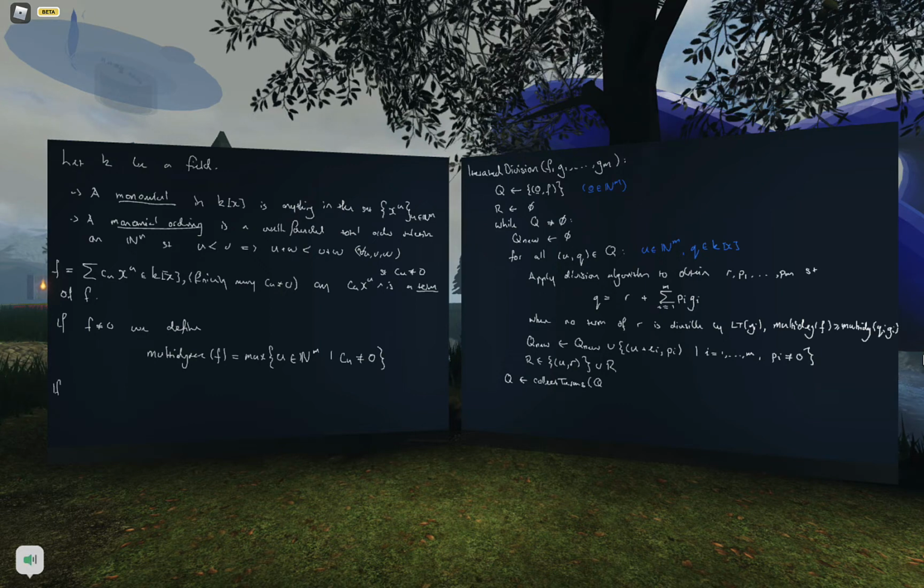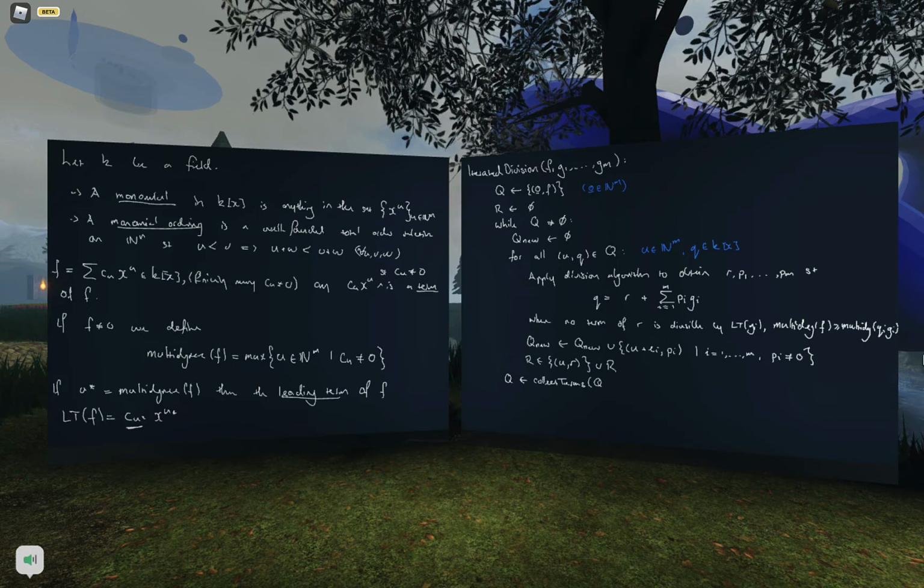And if we take, say, u star to be the multi-degree of f, then the leading term of f with respect to the given monomial ordering is the term c_{u*} x^{u*}. And the leading coefficient is just this c_{u*} here as well. Okay.